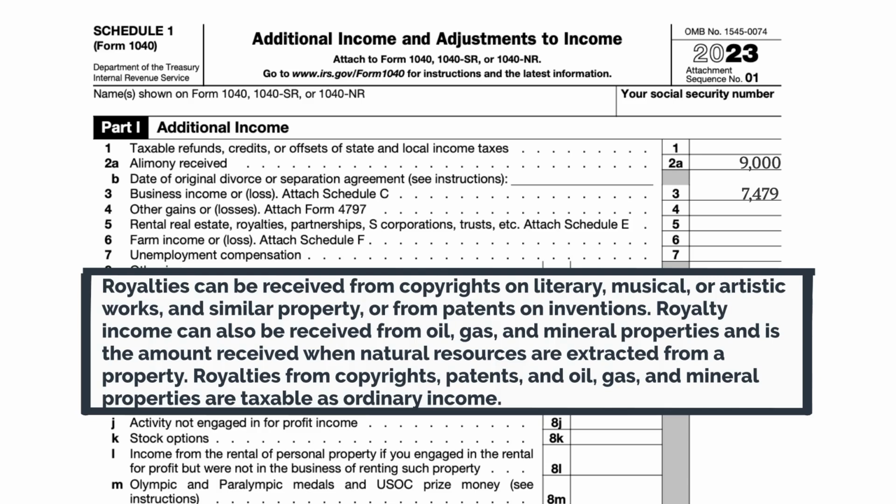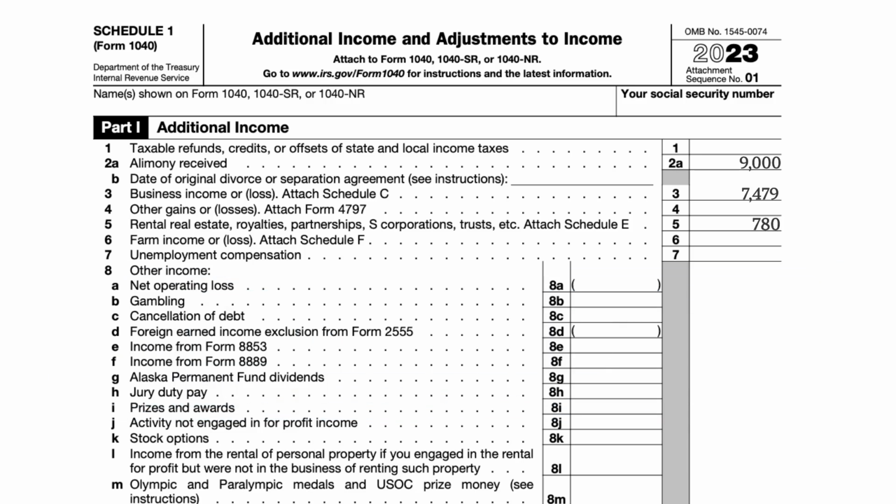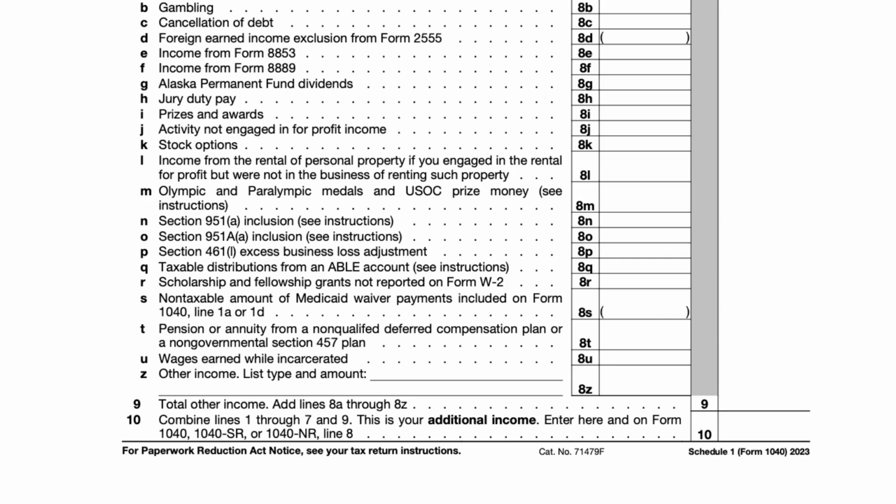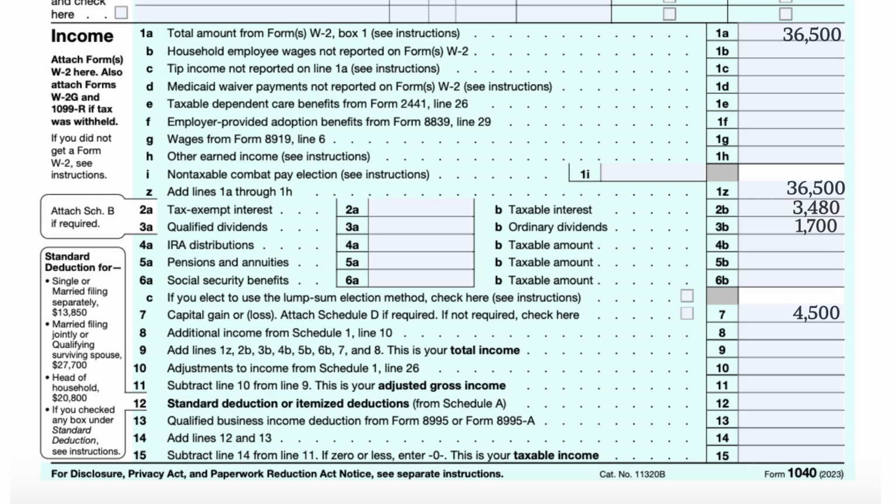So Emily didn't have any royalty income, so we're just going to go back to Schedule 1 and fill in line 5. We can then add lines 1 through 9 of Schedule 1, and we get a total of $17,259. We enter that on line 10. So the amount from line 10 of Schedule 1 can then be entered on line 8 of Form 1040.